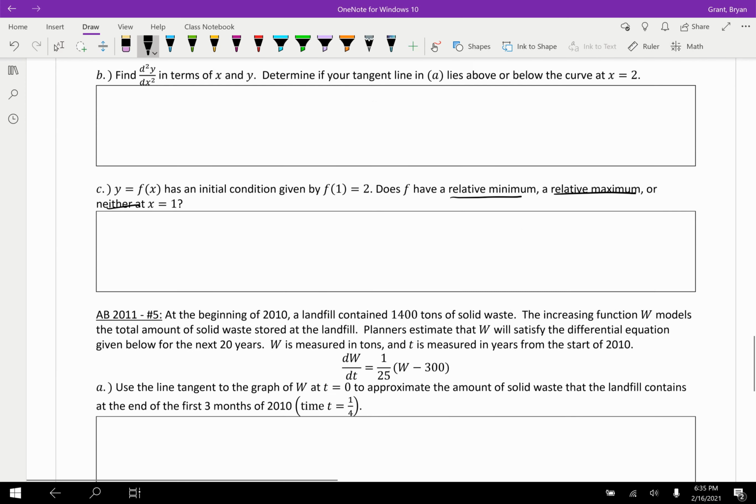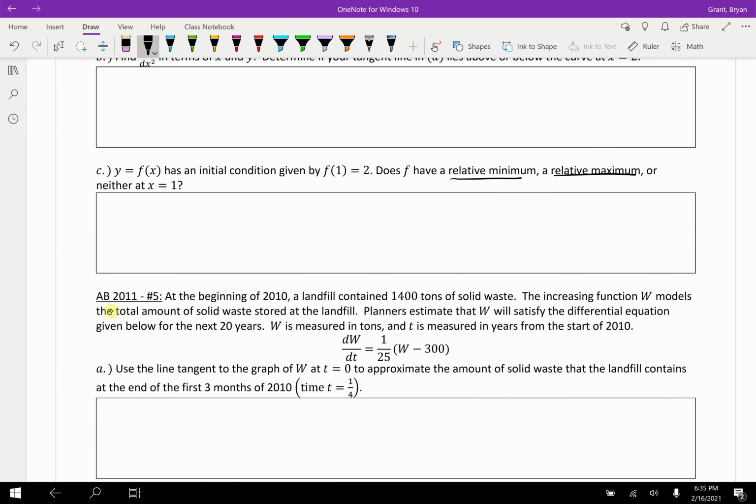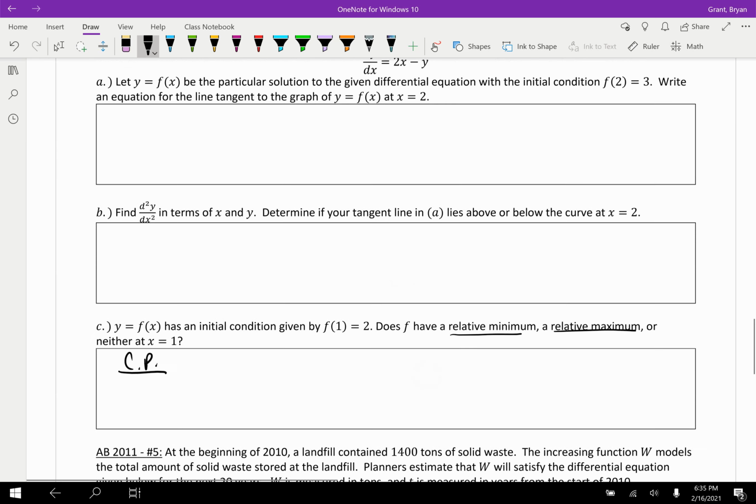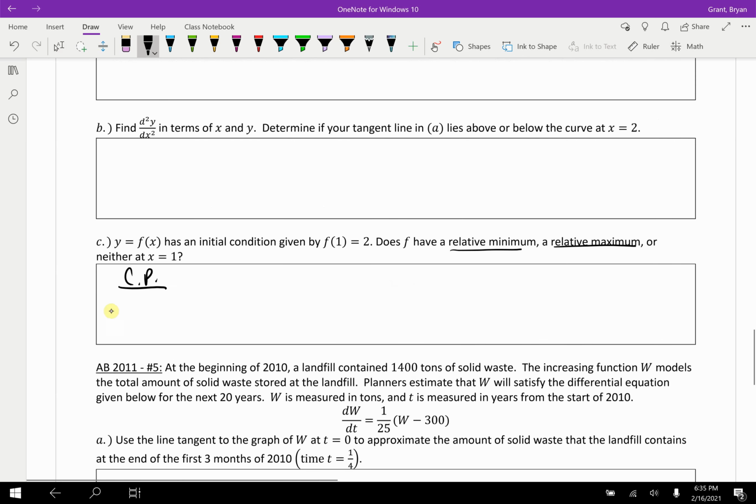Well, you need to remember that in order to be a relative min or a relative max, this needs to be a critical point. And what has to happen at a critical point? Well, the first derivative, in this case dy/dx, either has to be 0 or does not exist at that point.